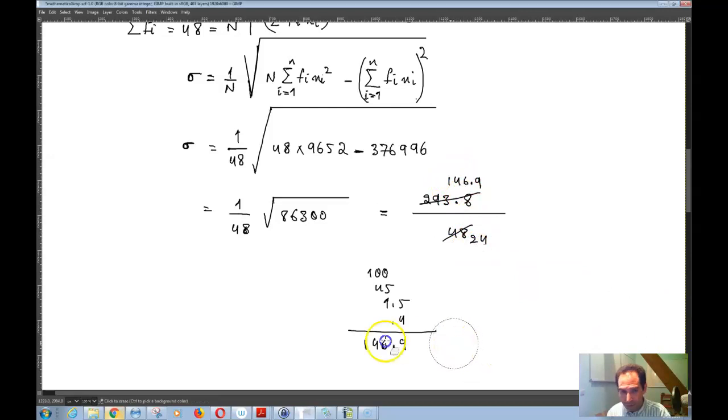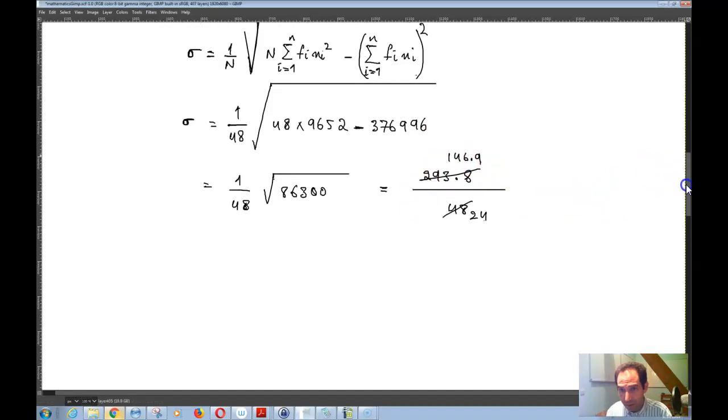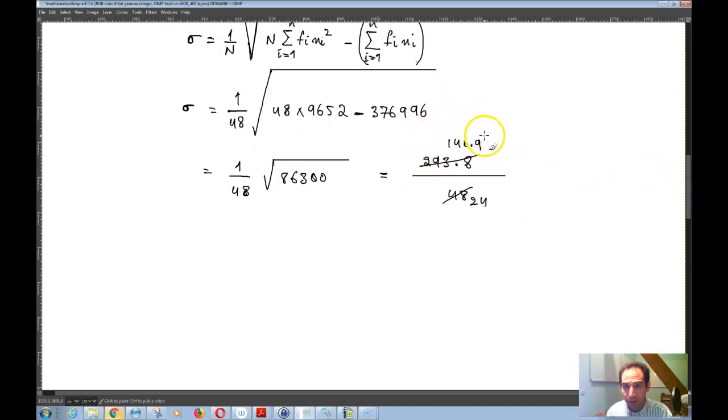And then you need to see if you can still basically simplify this. This is divisible by 3, 3 times 8. This is 1 plus 4 is equal to 5, 5 plus 6 is equal to 11, 11 plus 9 is equal to 20. 20 is not divisible by 3. So this number is not divisible by 3. So now all that you can do, you can divide. So 146.9 divided by 24.